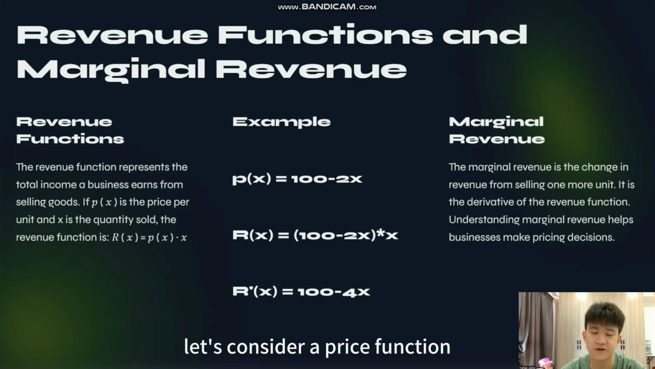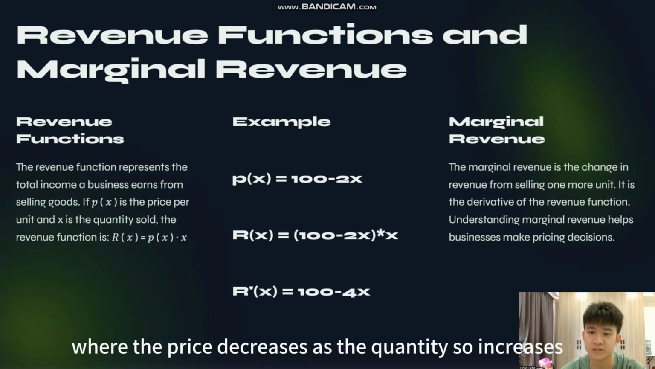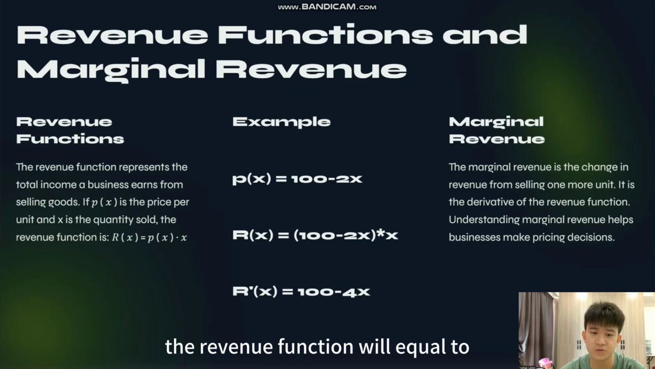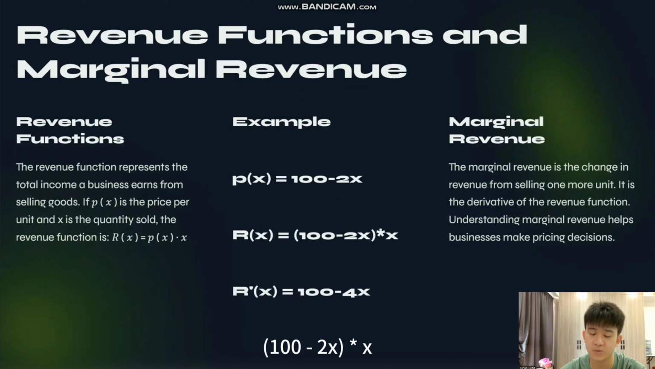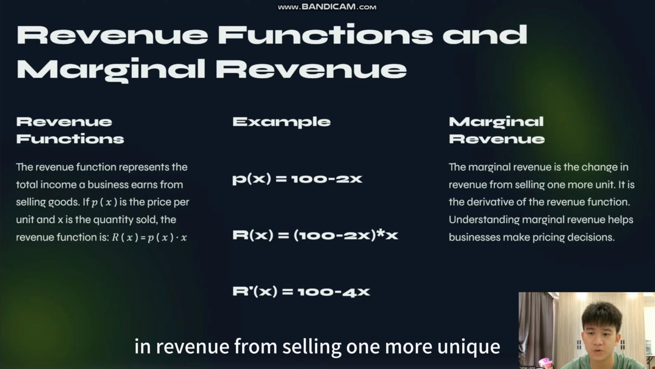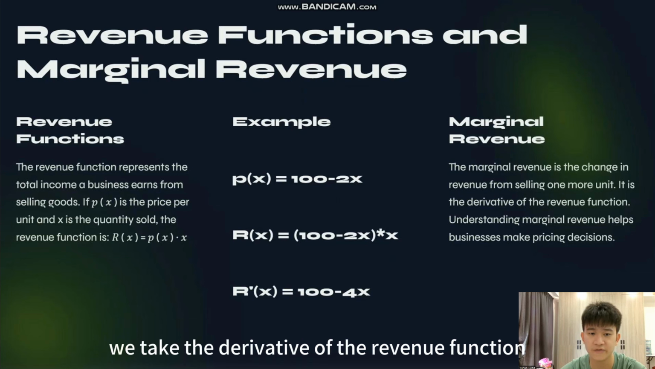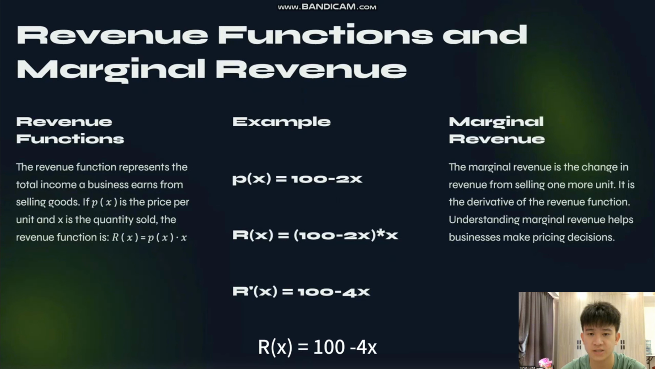Let's consider a price function P(x) equals 100 minus 2x, where the price decreases as the quantity sold increases. The revenue function will equal (100 minus 2x) times x, which equals 100x minus 2x squared. To find the marginal revenue, which represents the change in revenue from selling one more unit, we take the derivative of the revenue function R(x), which equals 100 minus 4x.